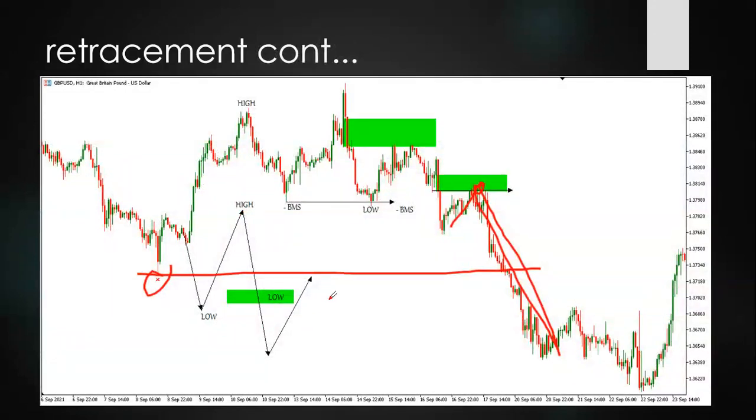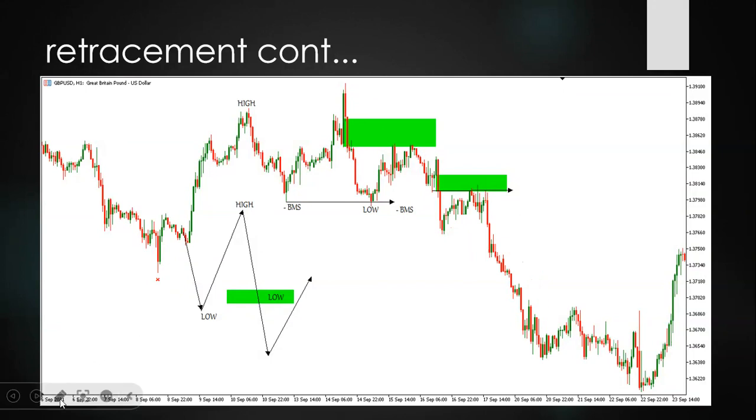Shift in market structure means as long as the market is trending up, it is going to continuously form new highs and new lows, right? Higher highs and higher lows. The moment it does something different from that, that is a shift. And the major way to identify it is if the market is moving up this way, let me use black now. It forms new highs and new lows, higher highs and higher lows.